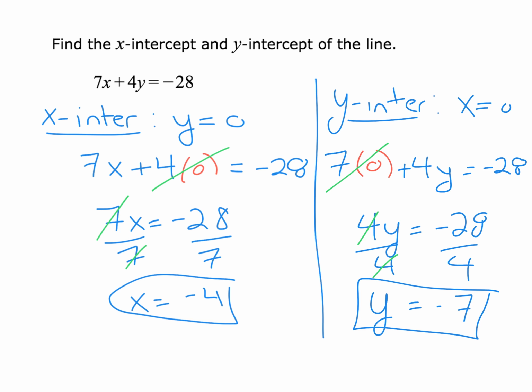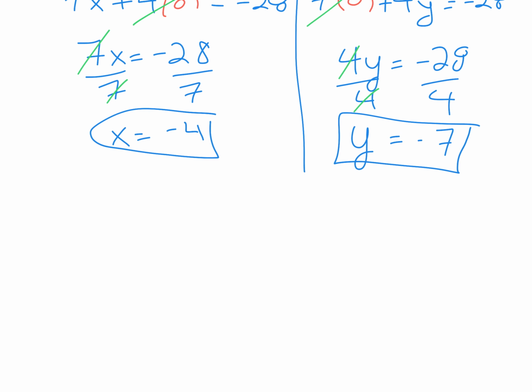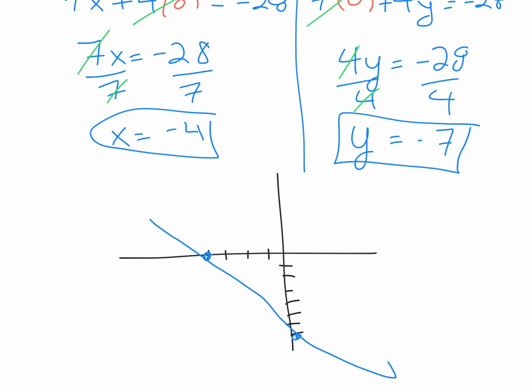So if I did want to graph using this, which is not asked in the problem, what would this look like? Well, x equals negative 4: 1, 2, 3, 4. So I would have a point right here. And y equals negative 7: we're going to go negative 1, 2, 3, 4, 5, 6, 7. And then you can draw a line, not the best line ever, but a line connecting those 2 points.